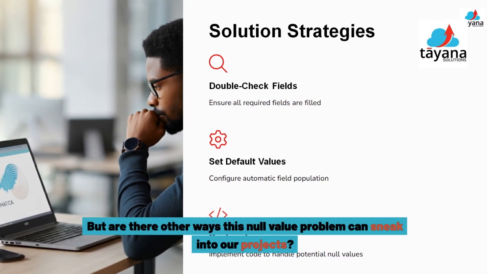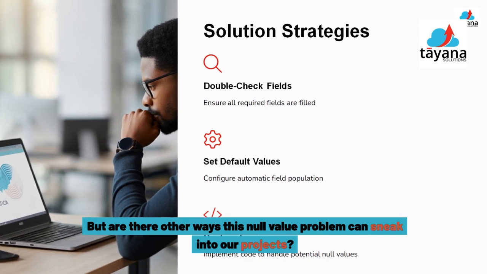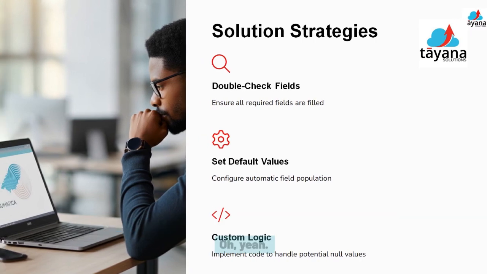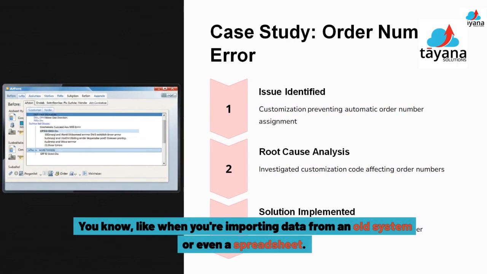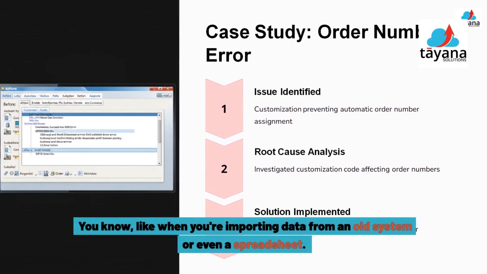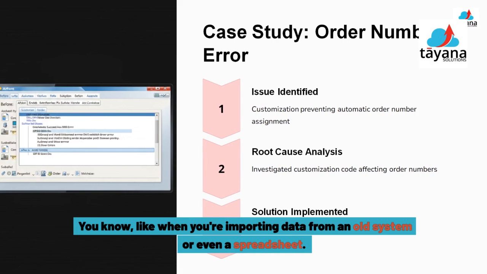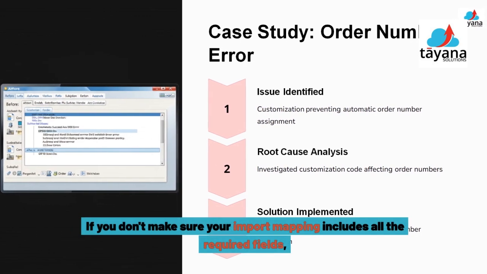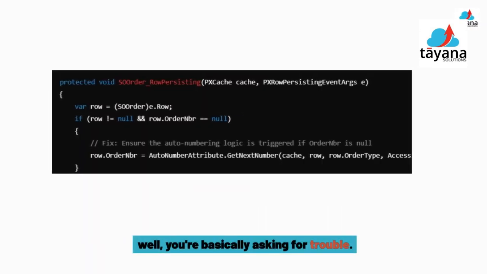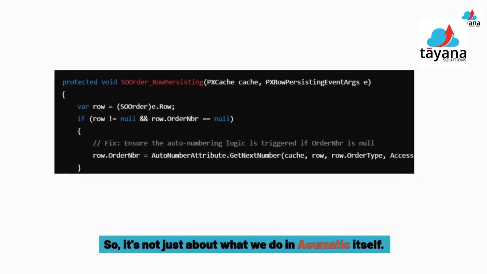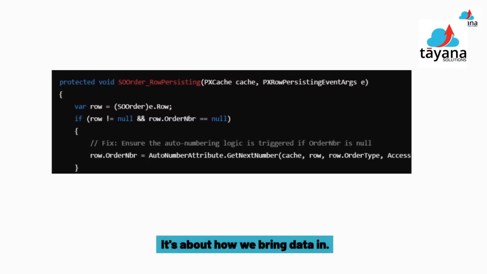Totally. So we've seen how this error can happen from a simple mistake in the UI. Yeah. But are there other ways this null value problem can sneak into our projects? Oh, yeah, definitely. And that's where things start to get more interesting. You know, like when you're importing data from an old system or even a spreadsheet. Oh, yeah. If you don't make sure your import mapping includes all the required fields, well, you're basically asking for trouble. Right. So it's not just about what we do in Acumatica itself. It's about how we bring data in.